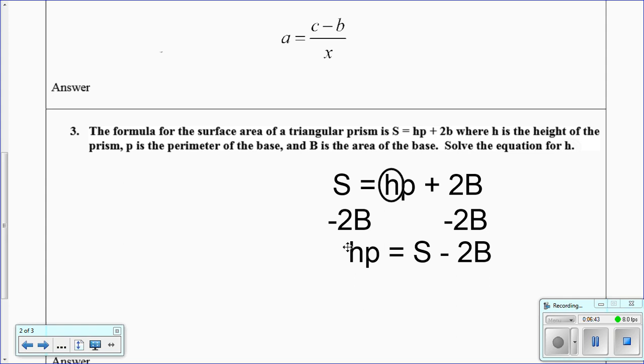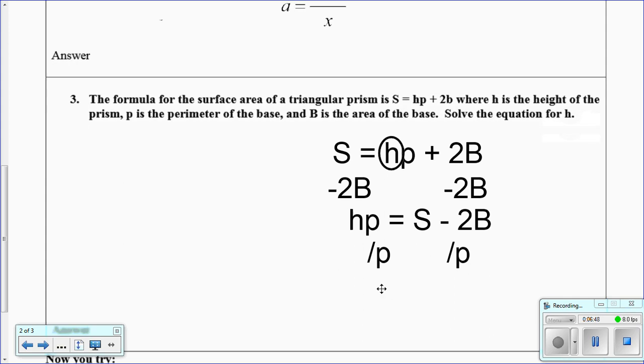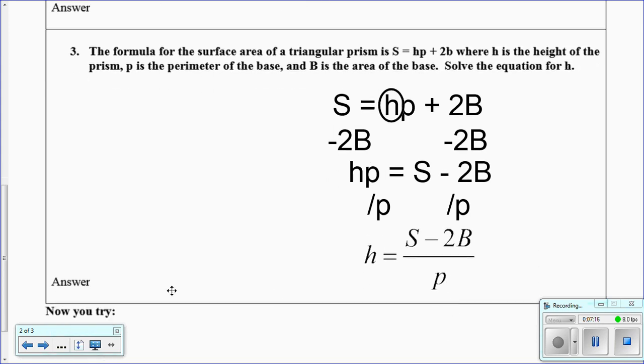Now I'm still trying to get h by itself, so I've got to get rid of this p now. Divide by p. So really h is just S minus 2b over p. Okay, so to get the height for the triangular prism, you just take the surface area minus 2 base. Oh, I know why it's supposed to be a capital B, because that's what it should be. This should be a capital B here. Surface area minus 2 times the area of the base all over the perimeter. That's your answer.